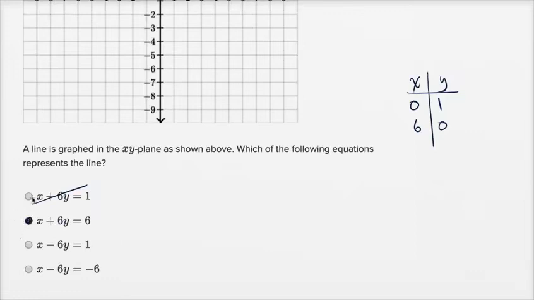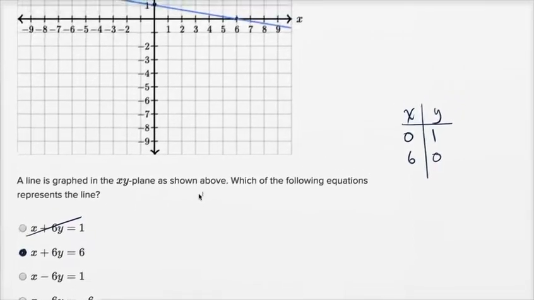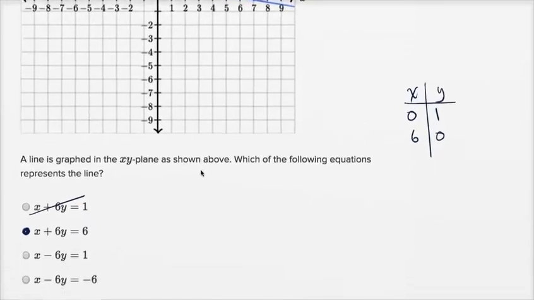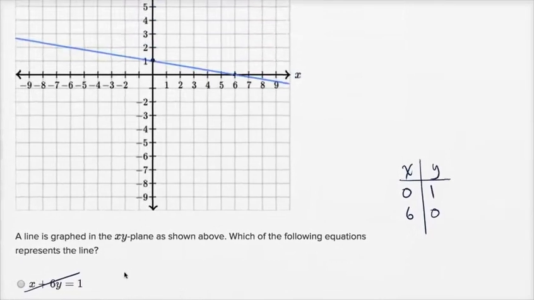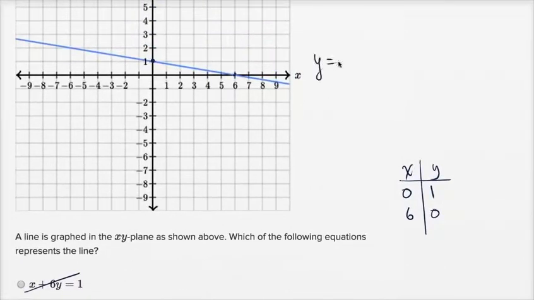Now, there are other ways that we could do it. We could write it first in slope-intercept form and then convert to this form right over here. So let's do it that way as well. The equation of this line in y equals mx plus b form, where m is the slope and b is the y-intercept. We already know that b is equal to 1.